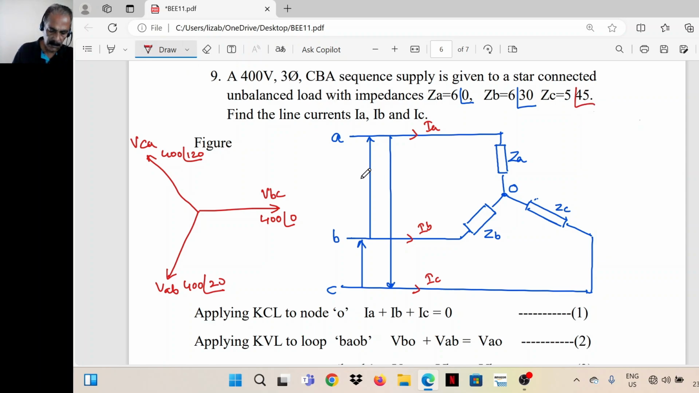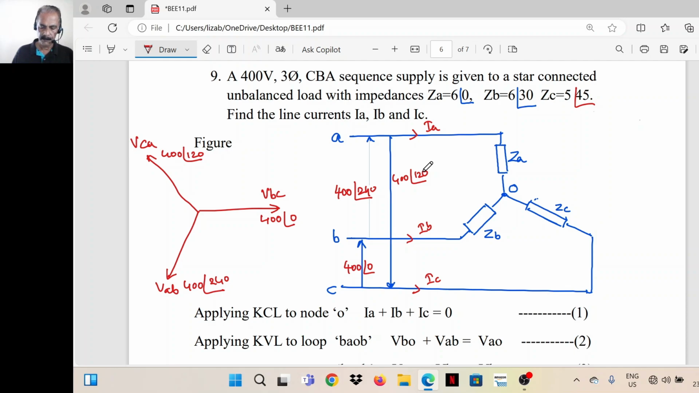So VBC is 400 angle 0, VAB is 400 angle 240, this is not 120, this is 240, and VCA is 400 angle 120. These are the line voltages.